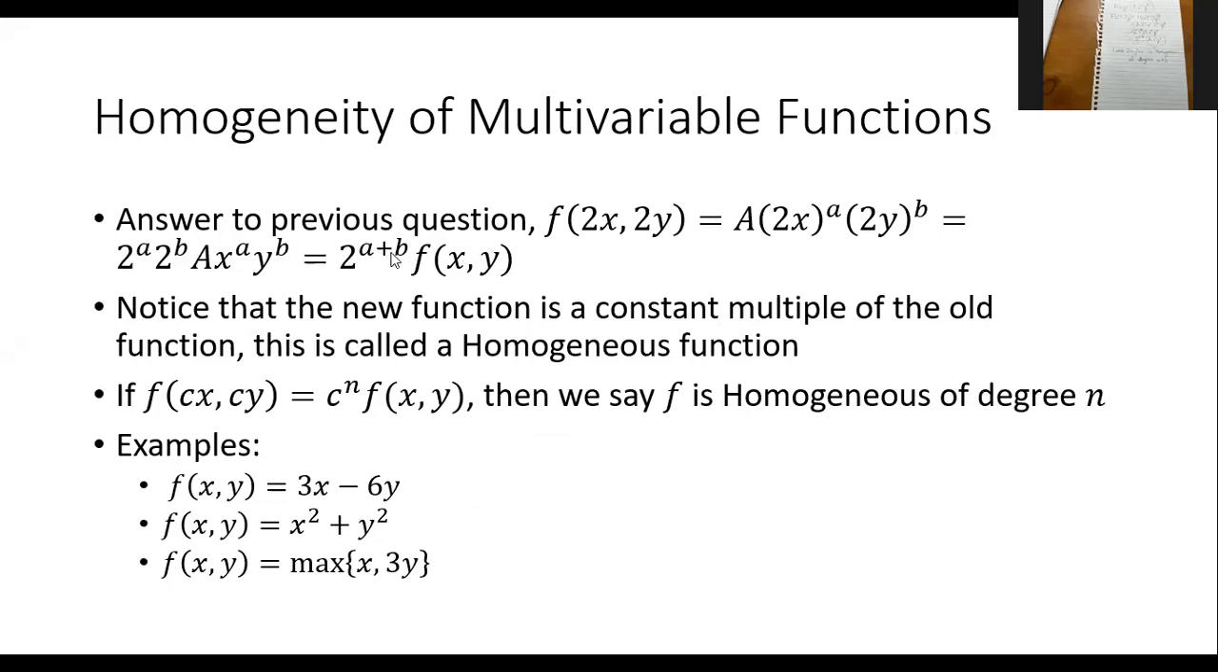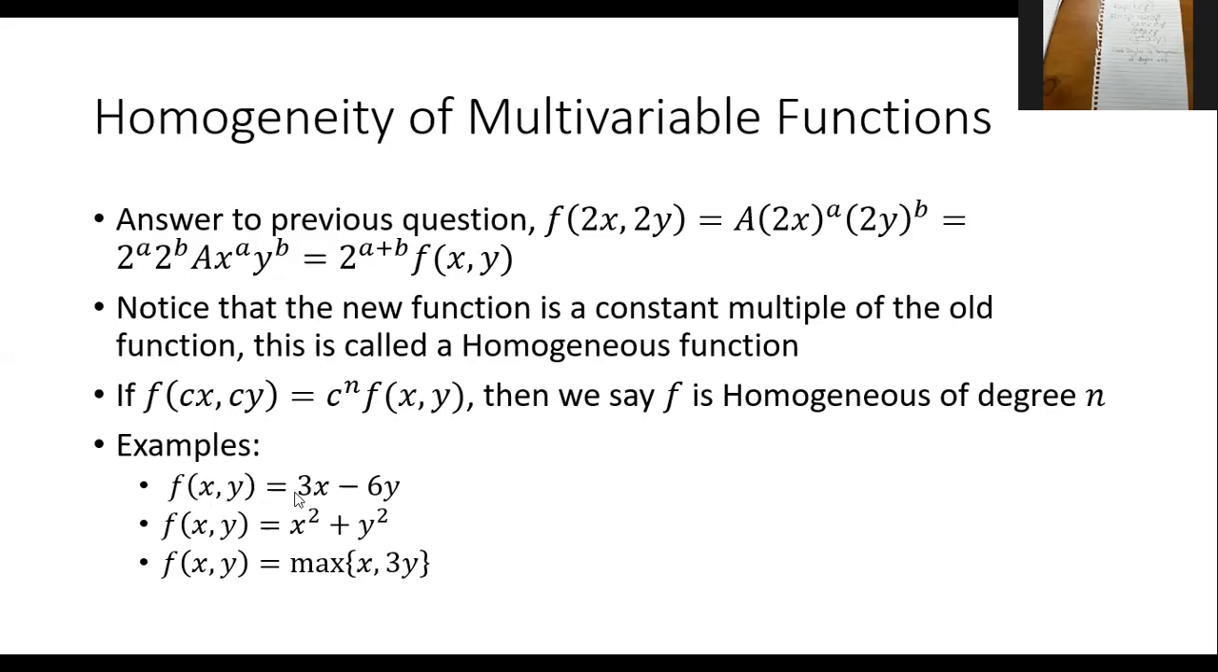So here's the answer to what I said before. It was actually 2 to the a plus b power multiplied by the original function f. And I said that's a homogeneous function. Here's a definition of homogeneity. If I take f and the inputs to the function f are some constant c times x and some constant c times y, if this expression is equal to that same constant c raised to the n power times the original function f, then we say f is homogeneous of degree n.